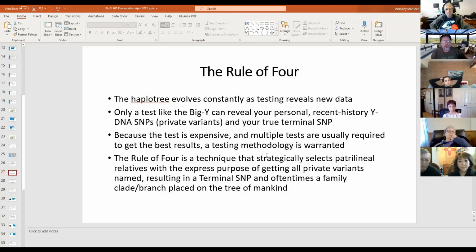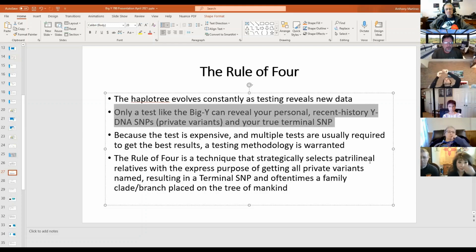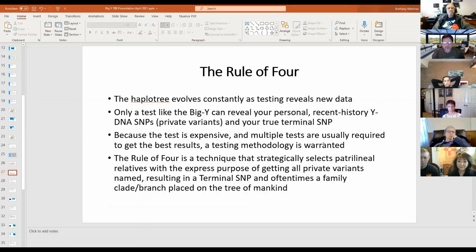So if you take a Y37 or a Y111, you really can't do this. You can't really get into genealogical time unless you happen to have had a close relative who did take the big Y, in which case you can maybe piggyback on them to get some information. Because the test is expensive and multiple tests are usually required, how many? Well, the rule of 3 is the number of tests. It's three strategically placed tests for the rule of 3, and in my case, 4 or more strategic tests. And I'll show you what I mean by strategic.